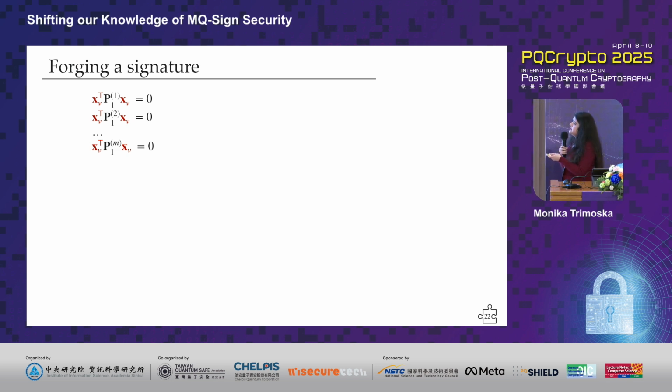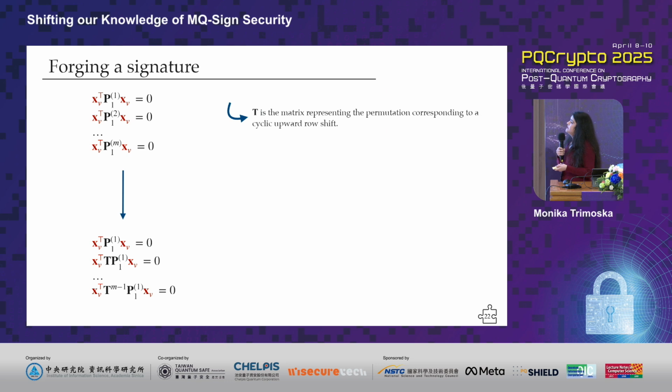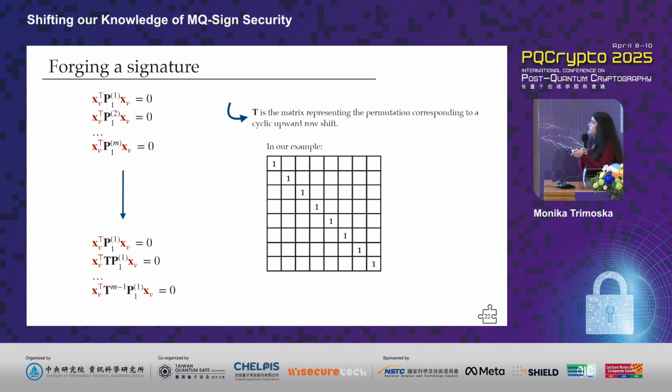Here are the equations that you usually have for forging a signature in UOV. But here I can just replace them. Instead of having a different equation P1 to P2 to PM, I can always keep the first equation, P1, and then just add a permutation on the left, because this is what we have. Here T is the permutation matrix that corresponds to a cyclic upward row shift. In our example, this permutation matrix is exactly what you get if you take the identity and permute the first row. So this is the matrix that we are multiplying with.